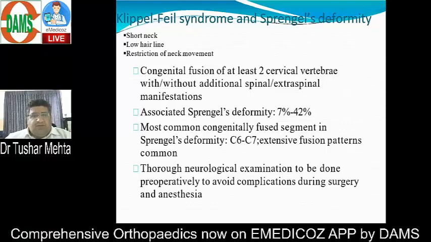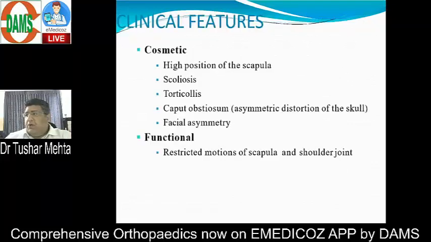So Klippel-Feil is a common association, and whenever you see a Sprengel deformity, you should exclude Klippel-Feil. Whenever you see Klippel-Feil, you will find a Sprengel associated with that. Now, how does this present clinically? See, there are two things that I want to talk about. One is cosmetic, one is functional. Why? I'll tell you the reason.